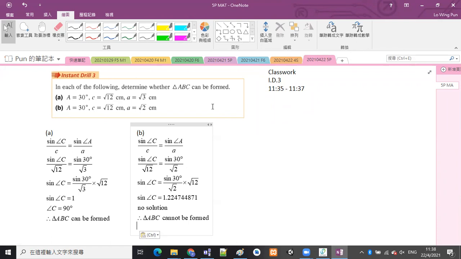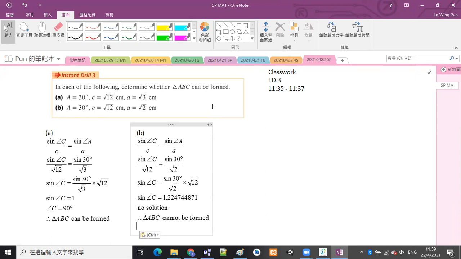When you click shift sine 1, there is an answer, 90 degrees. If there is an answer, then we conclude that this triangle can really be formed. The answer is yes for part A. For part B, we do the same thing, but this time the right hand side is equal to 1.22 something. When you click shift sine this number, that will be math error.